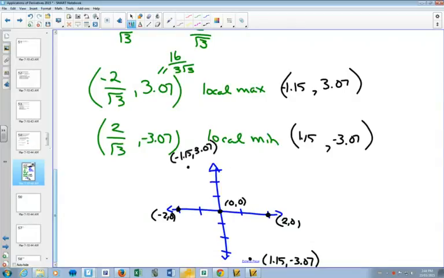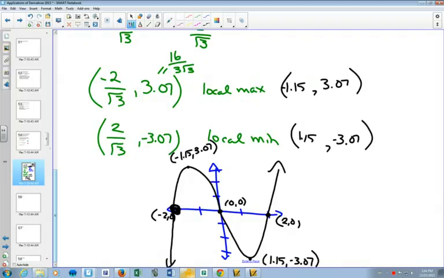And positive 3.07. We know that our function is going up, then going down, then coming up again. It's concave down. Woo! Yes, perfect, right through that point. And concave up after. And there we have our first graph.